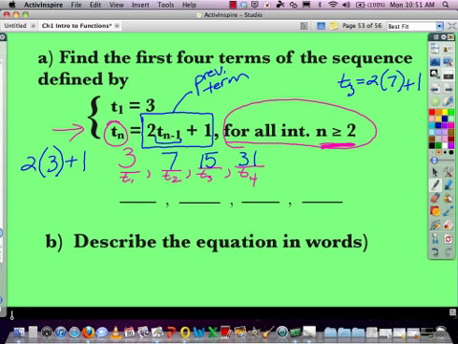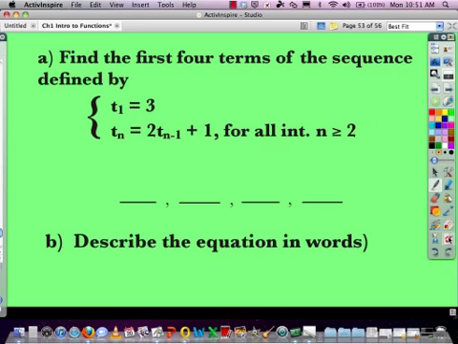Describe the equation in words. Now, this is the hard part. We're going to practice this a little more in class tomorrow. But if I take all of this stuff away, you have to be able to take those two equations and say them with meaning so your brain knows exactly what to do.